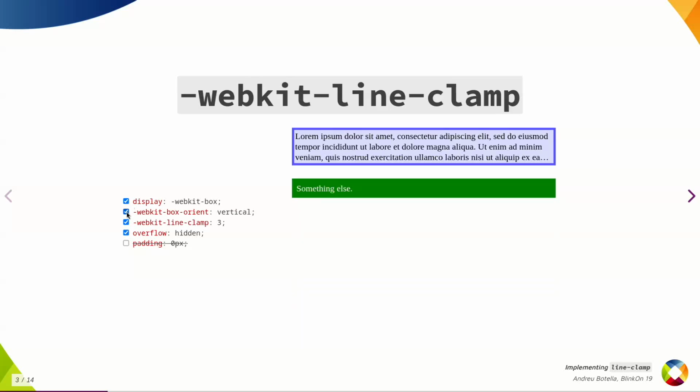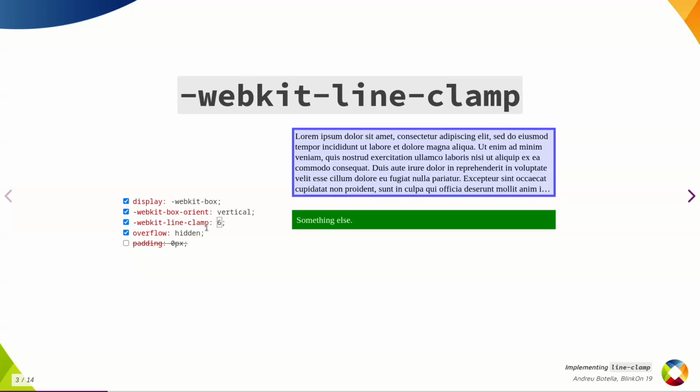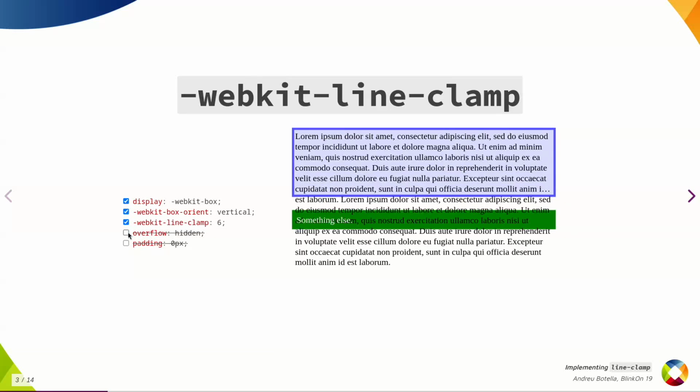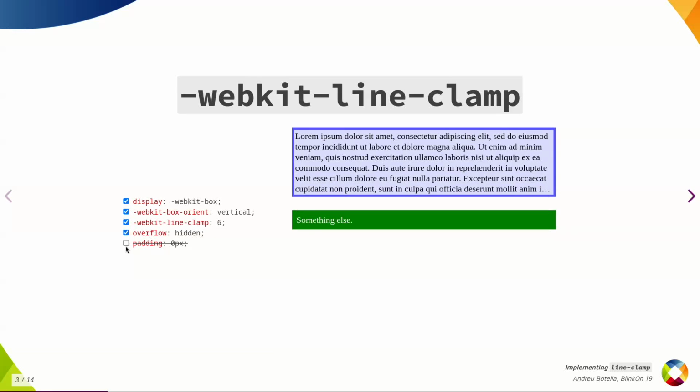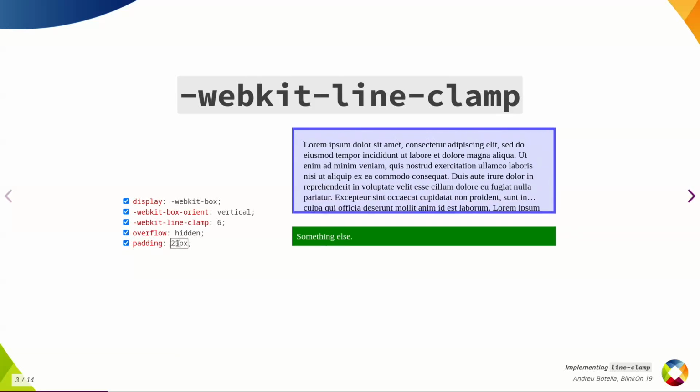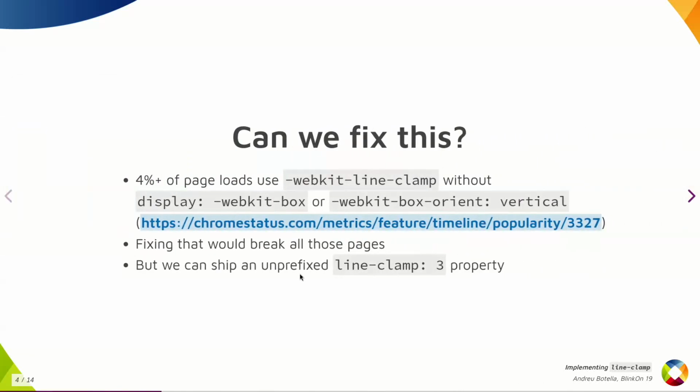That doesn't work at all without the other two properties, which are legacy flex properties. It also needs overflow hidden, otherwise lines after the clamp do show, and those lines can also show if you have enough bottom padding. We cannot fix all of that, at least not with the webkit line clamp property, because over 4% of page loads use this property and the other required properties, so fixing it will take time.